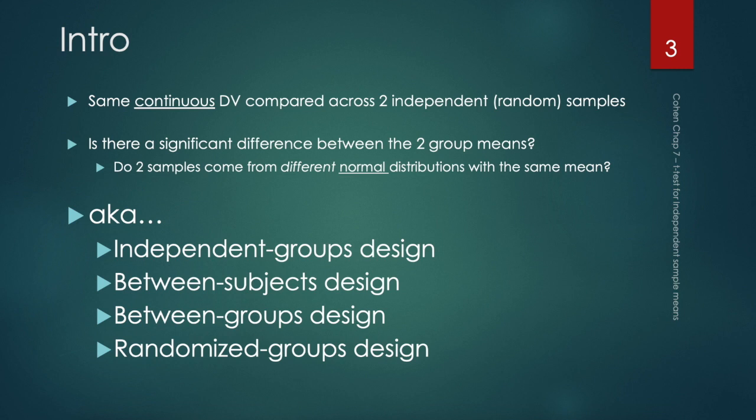Now, other ways that you may have seen this in the wild is called an independent groups design, between subjects design, between groups design, randomized groups design. The key for the t-test is that there's just two groups. When we talk about ANOVA, we're going to be extending this to more than two groups, but here it's just two. But all of those designs are names for this same overall approach.